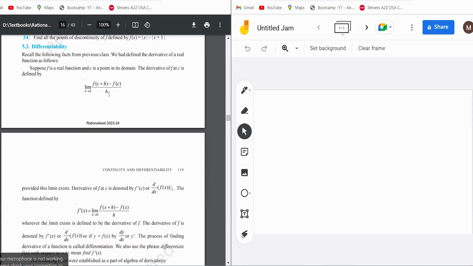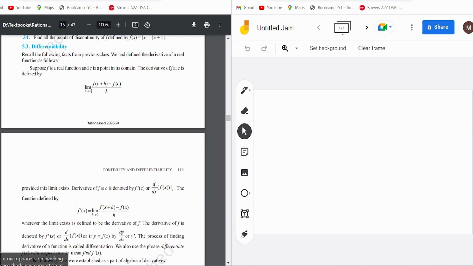Let's say you have a function, say f(x). You can take any function, let's say sin x. So you have to find the derivative of sin x at x equal to pi by 2. To find out the differentiability of sin x at pi by 2, you will use this formula. You will say it is equal to limit of h tending to 0, f of pi by 2 plus h minus f of pi by 2 divided by h. So differentiability is a basic concept where we get to know whether the function is differentiable or not.